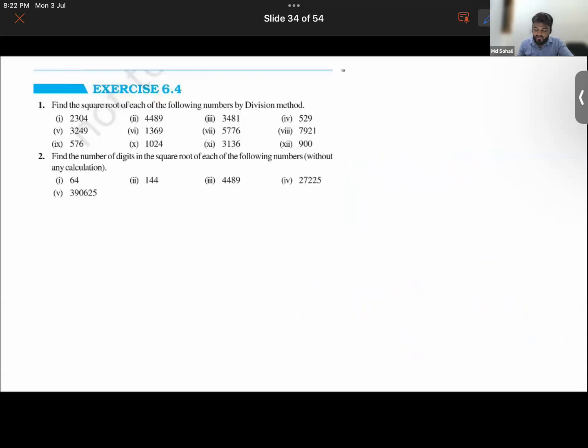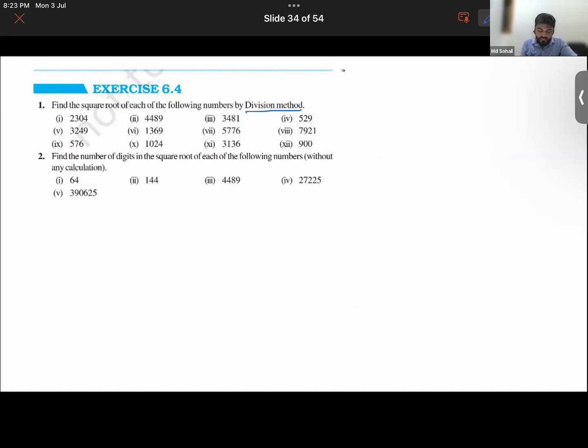That is pretty easy. Okay, now see exercise 6.4. Find the square root of each of the following numbers by the division method. Okay, it's pretty easy. You can solve it. Yes, sir. Okay. Next one, I just told you.